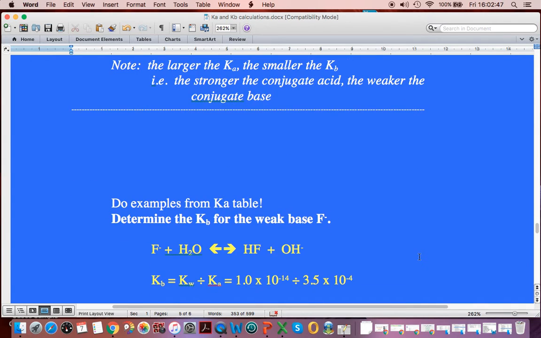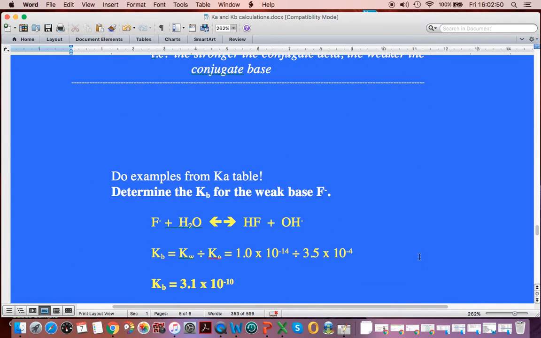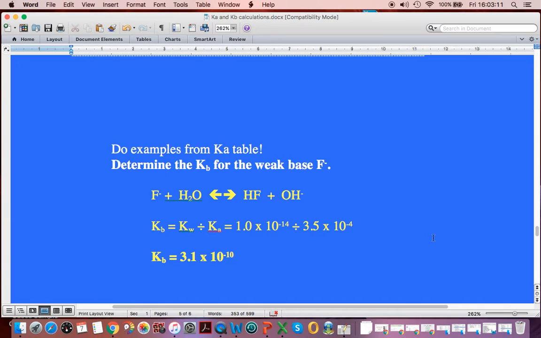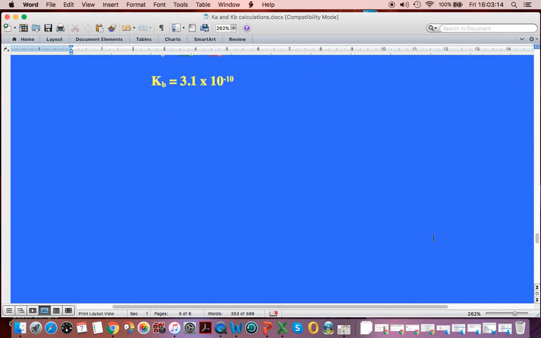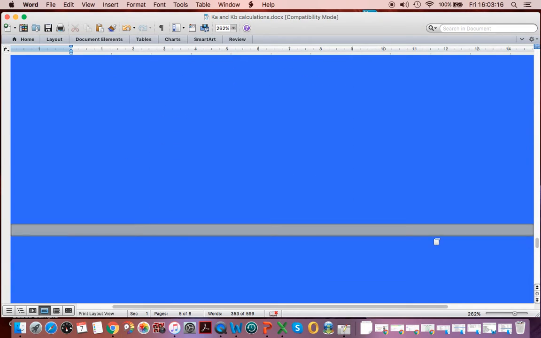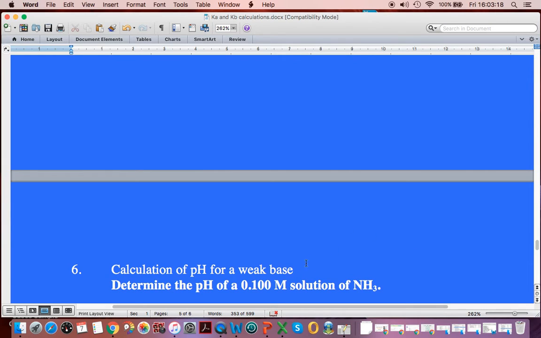Well, if we look at things like F minus plus H2O becomes HF plus OH minus, Kw divided by Ka, 1.00 times 10 to the minus 14, 3.5 times 10 to the minus 4, we get our 3.1 times 10 to the minus 10. So these calculations have to become automatic, and you have to go after the right conjugate acid's Ka. Now we're going to use it in a calculation.